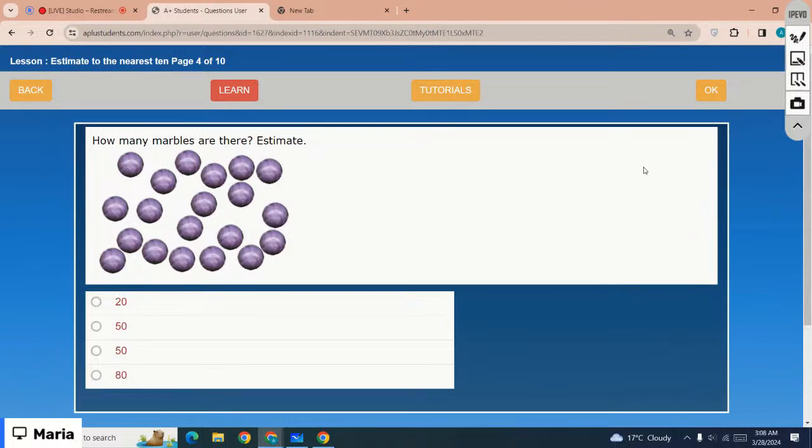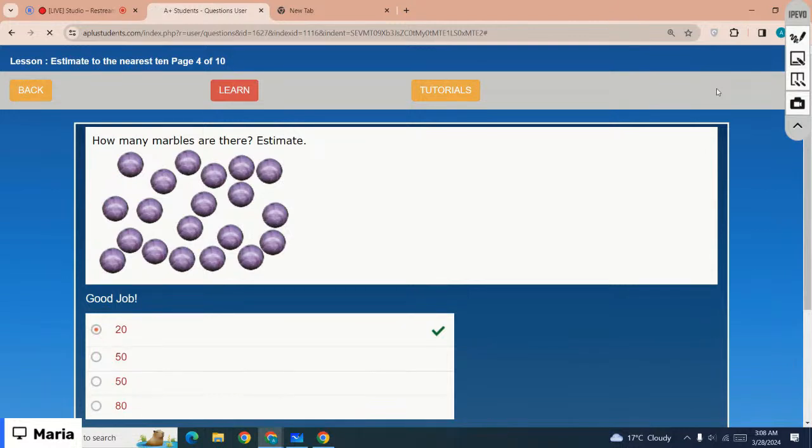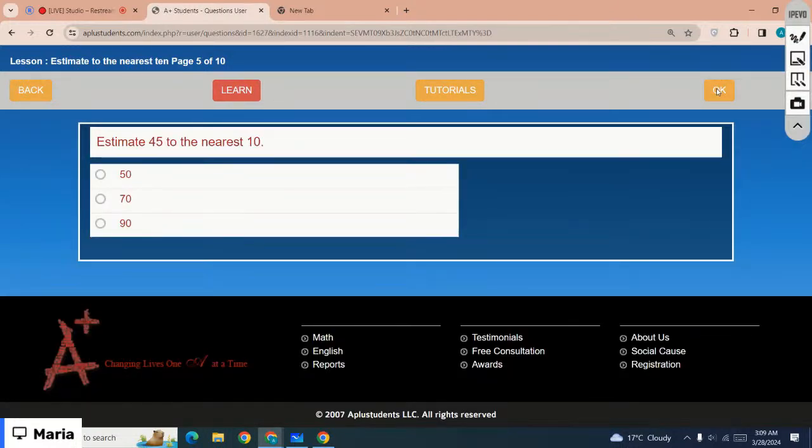How many marbles are there? Estimate which is the correct option. They are around 20. Very good. They are not more than 20. They are around 20. 50 and 60 and 80 are too much. Very good.